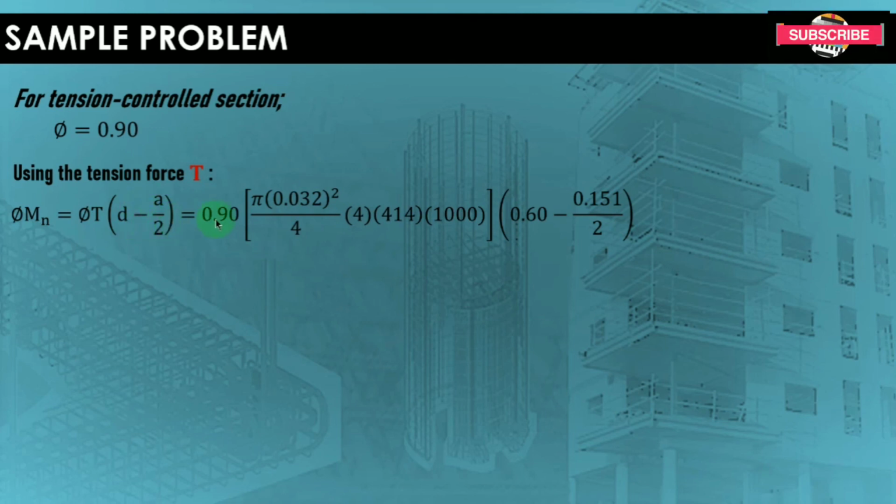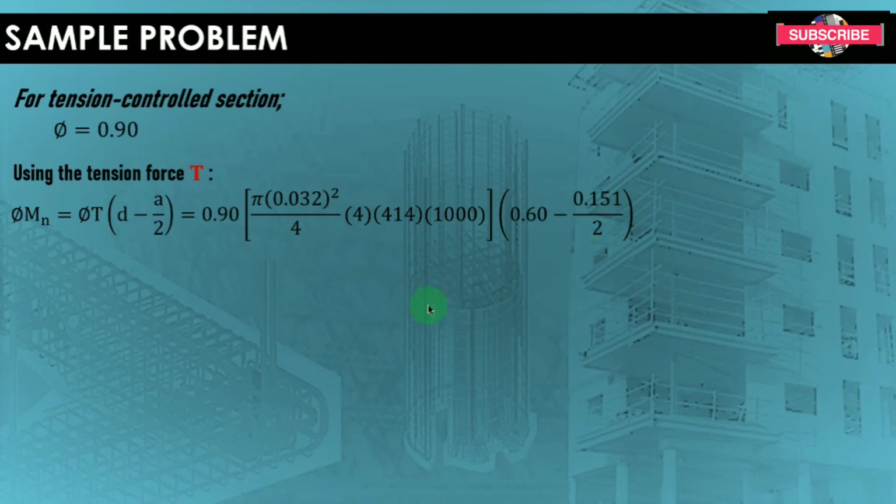So 0.9, at saka ito yung T natin is ang area of steel, kaya naging ganito siya. Ito yung area of steel natin having this 32 mm diameter bar. So, times fy, ito yung fy na 414. Tina-times ko siya ng 1,000, to convert the unit of this megapascal into kilopascal. Para makukuha natin na unit dito after is kilonewton meter lang. So, times this d, which is 0.6 minus yung a natin na 0.151 over 2.